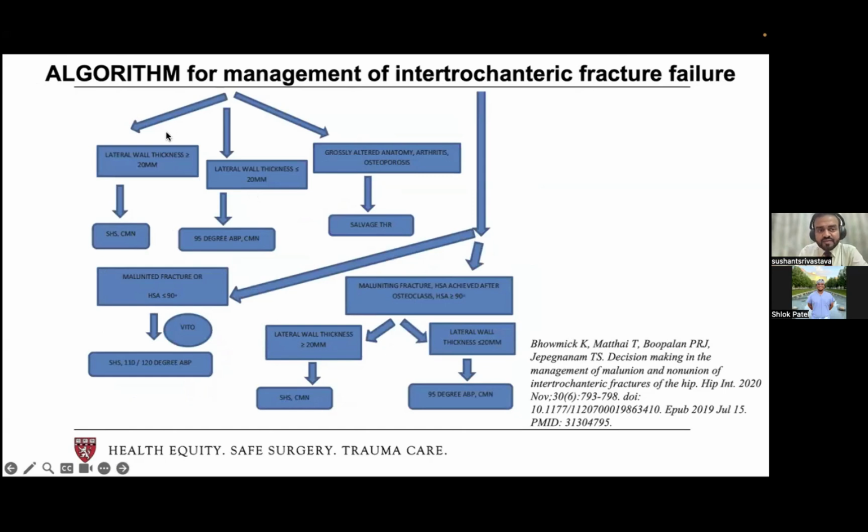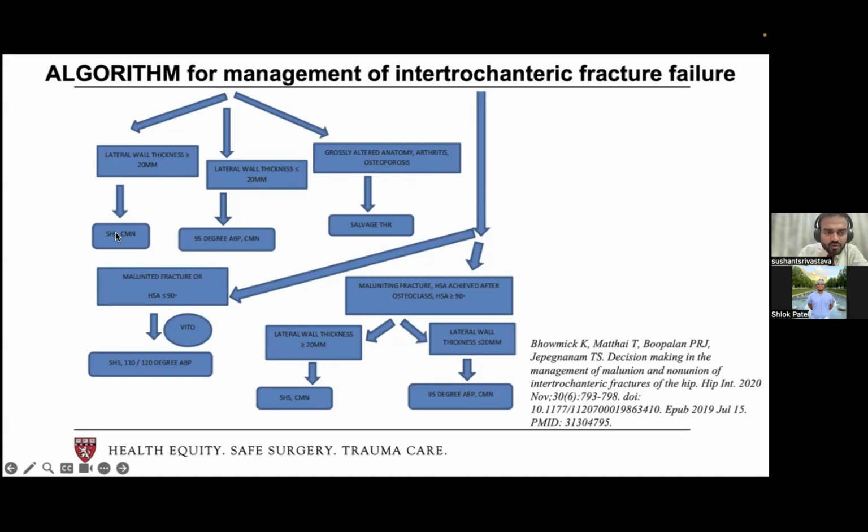Then, check if there is a lateral wall thickness of more than 20 mm, lateral wall thickness less than 20 mm, and grossly altered anatomy, arthritis, and osteoporosis. So these are the three things which you will be seeing here.